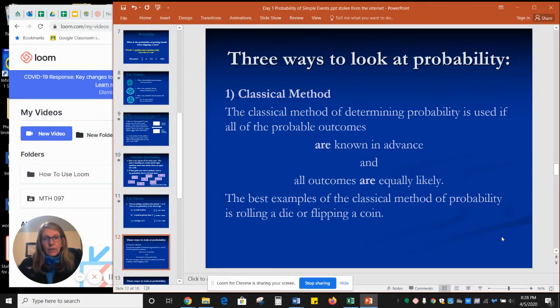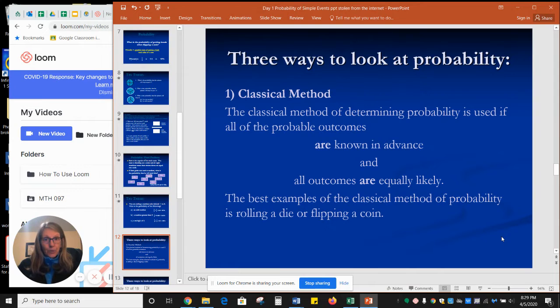So that was a brief introduction into probability. As you go forward in your life, you'll find this to be a very useful topic. You'll see it again and again. So I want to just give you a little bit of background information as to what we're working on in our math class. The type of probability we're talking about is classical probability.